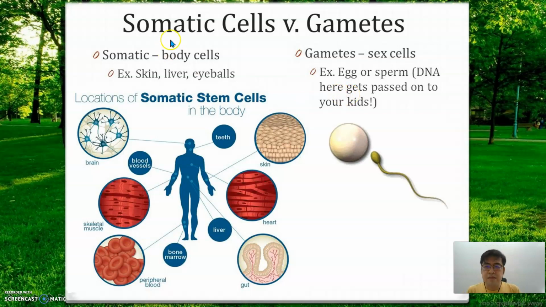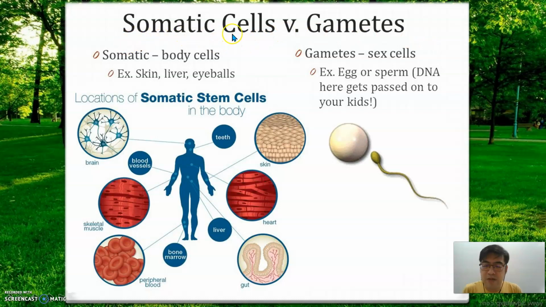Before we go into all the details of mitosis, you have to first understand what are somatic cells and what are gametes, because mitosis only happens in somatic cells, while meiosis happens in gametes. So what are their differences?